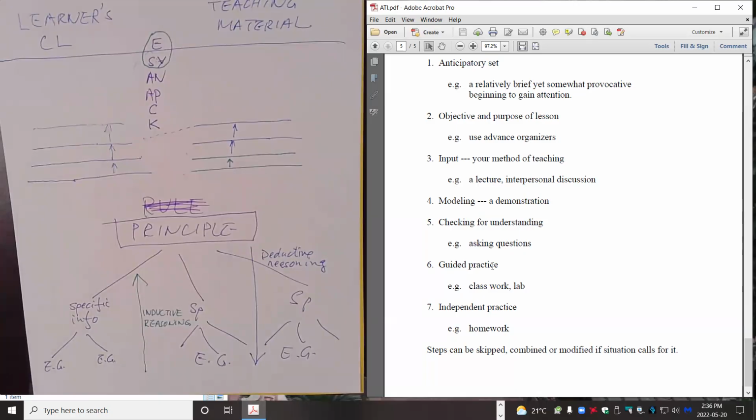Now guided practice, classwork, or in a lab or laboratory. Finally, the last step, independent practice, which can basically be thought of as a test of the first 6 steps. So here too, the level of complexity varies according to the CL of the student. So here, homework, classwork, all right.